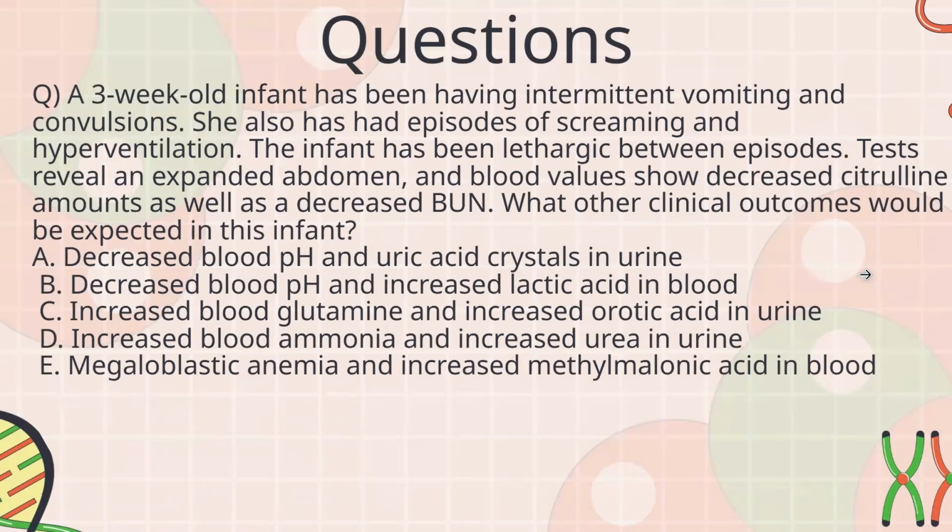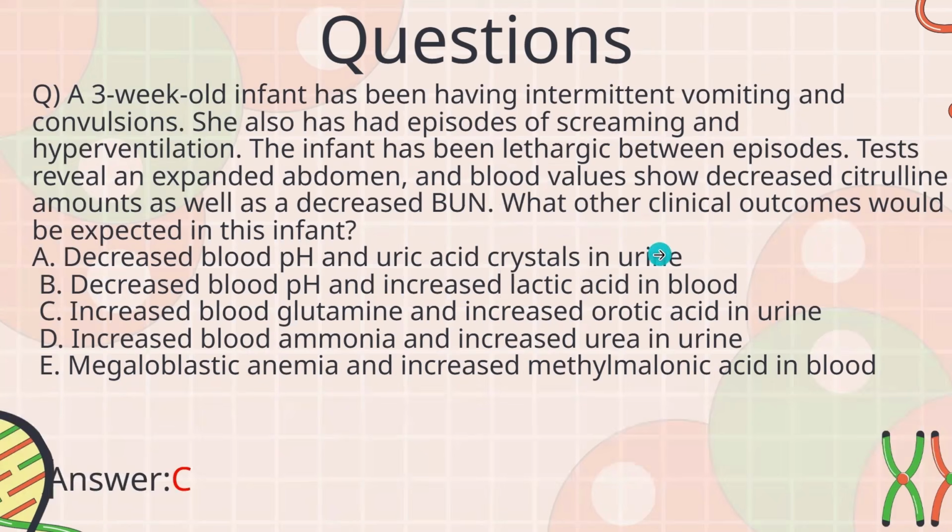Yeah, finally, the last question here. A 3-week-old infant has been having intermittent vomiting and convulsions. She also has had episodes of screaming and hyperventilation. The infant has been lethargic between episodes, with an expanded abdomen. Blood values show decreased citrulline as well as decreased BUN. Decreased BUN, by the way, is blood urea nitrogen, so don't get confused. What other clinical outcomes would be expected in this infant?